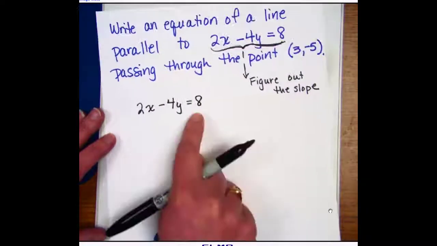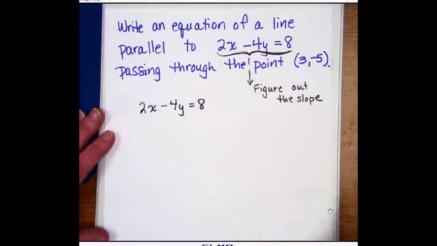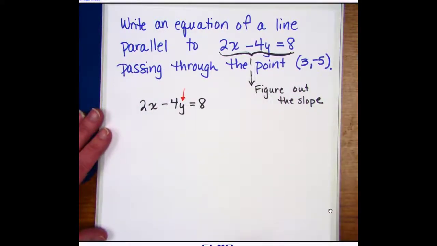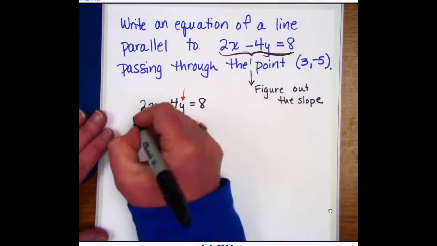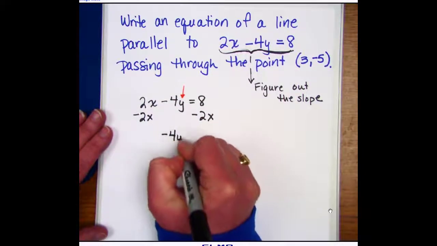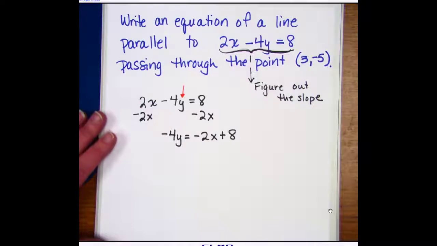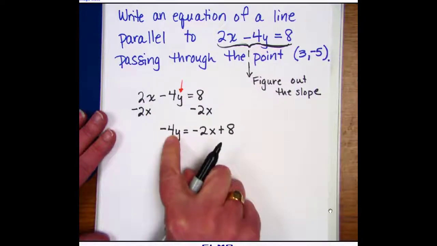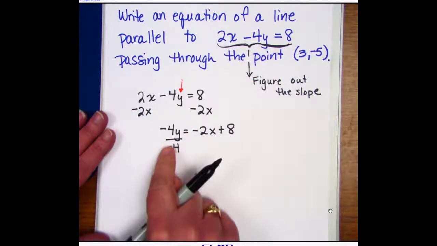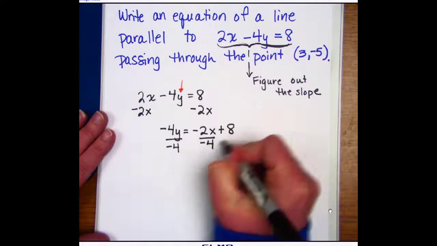So we have 2x - 4y = 8. Now be careful here. Our slope is not 2, because in order to read the slope off, we have to have this in slope-intercept form, which means y is isolated all by itself. So what I'm going to do is move my 2x over by subtracting 2x from each side. I get -4y = -2x + 8. And now to isolate y, I'm currently multiplying by -4, so I want to divide by -4. Whatever I divide one side by, I have to divide the other side by. And to make this easy, I'm going to divide all the terms.